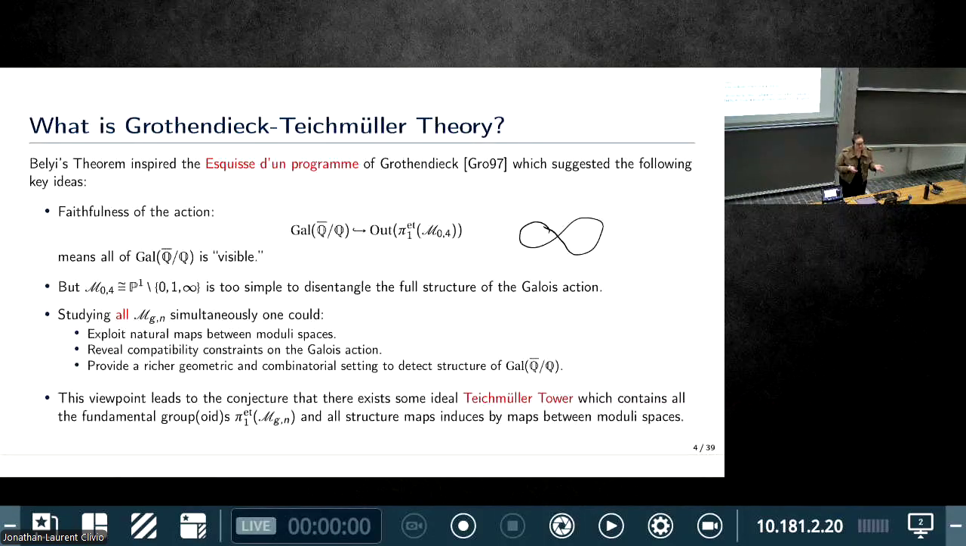So this idea is what led Grothendieck to basically conjecture that there exists something which he called the ideal Teichmüller tower, which contains all the fundamental groupoids, because this was Grothendieck, so groupoids, but we'll stay with groups for now, of the étale fundamental groups, and all the structure maps. Oops, that's supposed to say induced. Induced by maps between the moduli spaces.